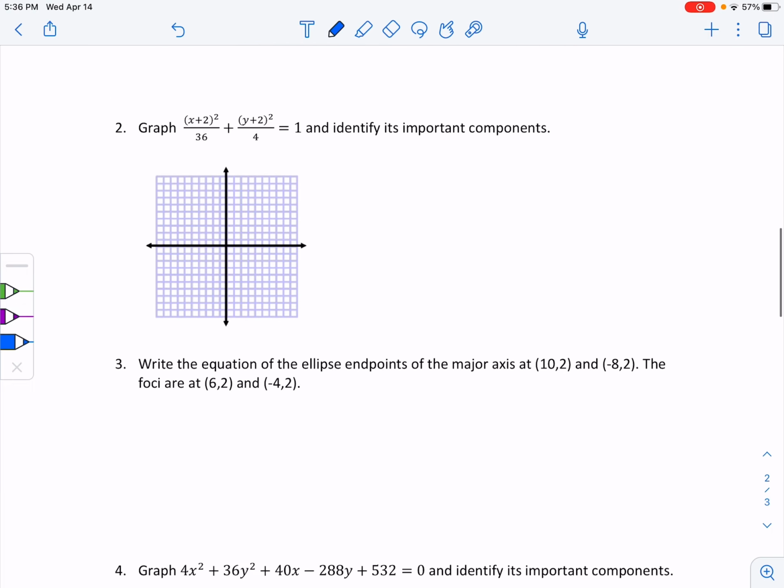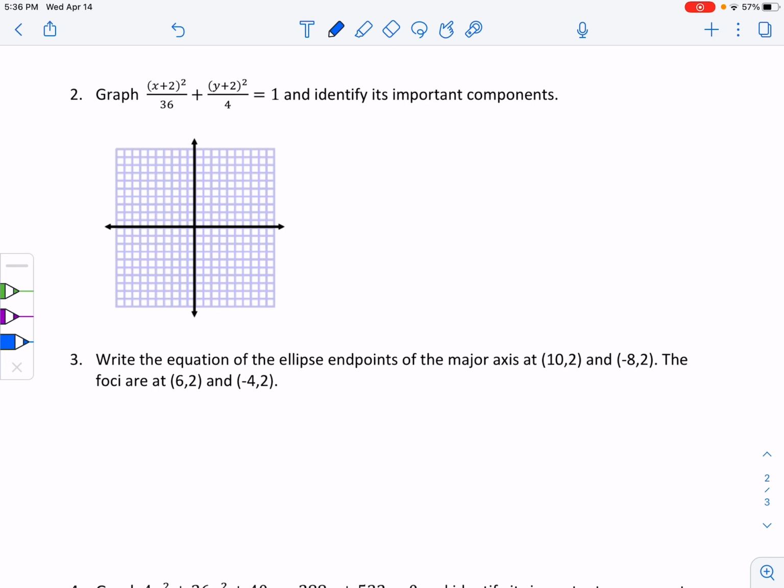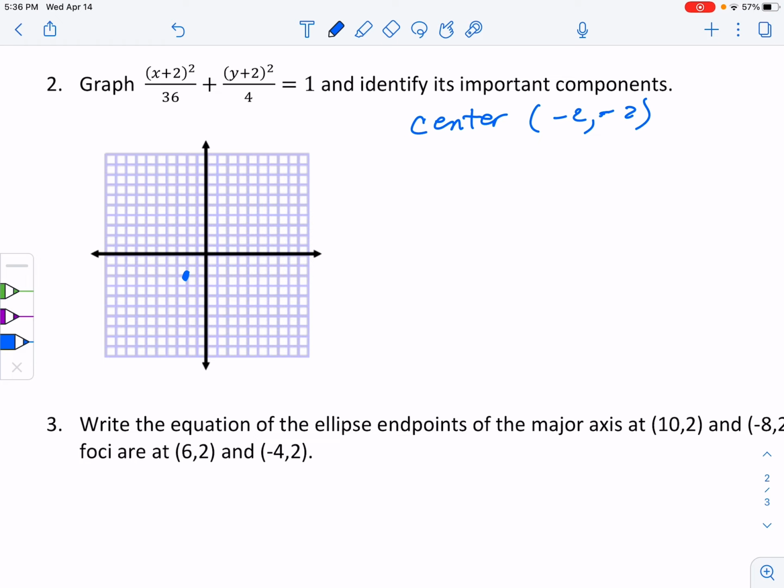So here's another one, same thing. Center, negative 2, negative 2. In the x direction, I'm going 6: 1, 2, 3, 4, 5, 6, and 1, 2, 3, 4, 5, 6. In the y direction, you go up 2 and down 2. See if I can draw another one without it screwing up. I did it. I'm so proud.